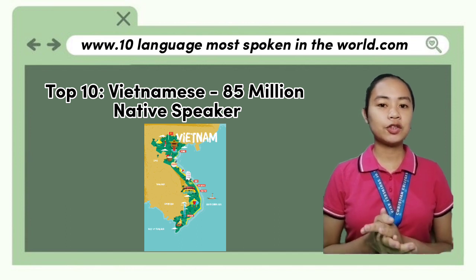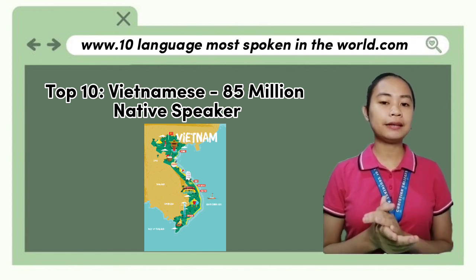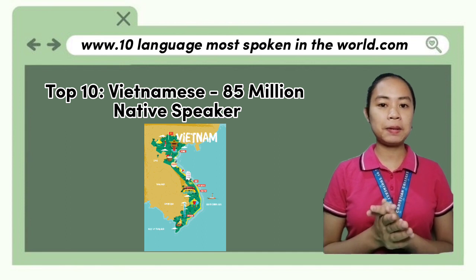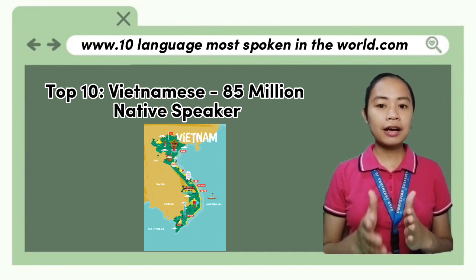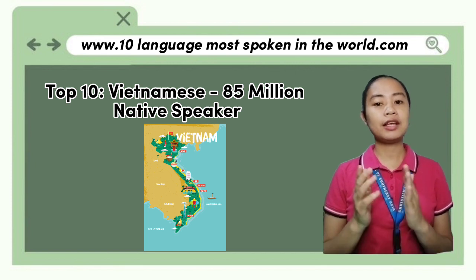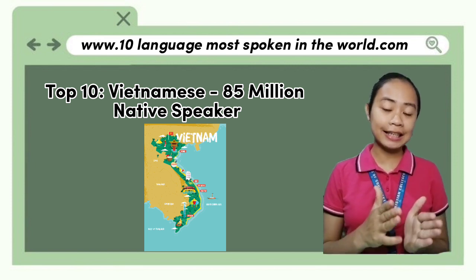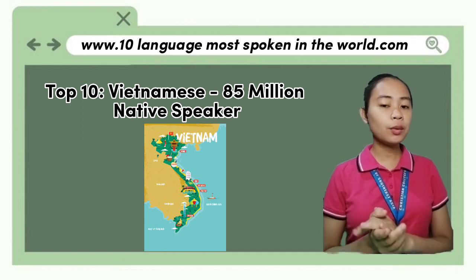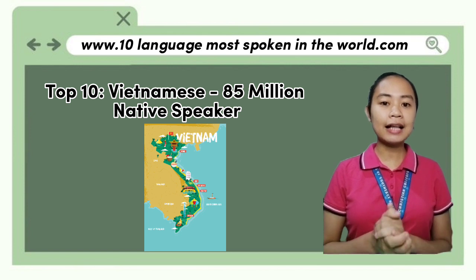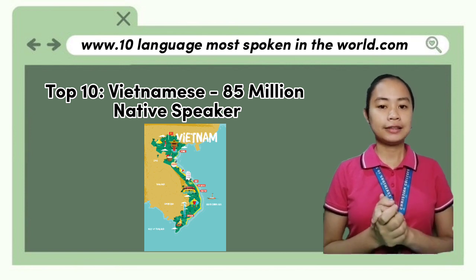Vietnamese. This language is spoken by approximately 85 million speakers, mainly in Vietnam. Vietnamese has a very phonetic tone with a significant influence from Chinese and French, which include the use of tones to distinguish words with identical consonant and vowel sequences.